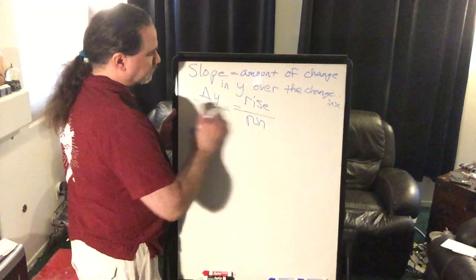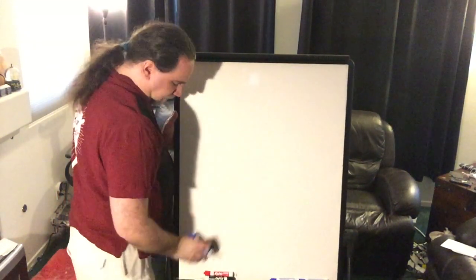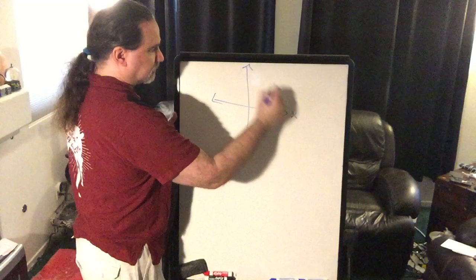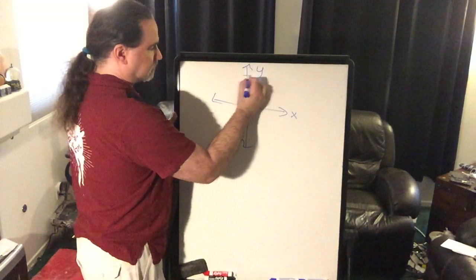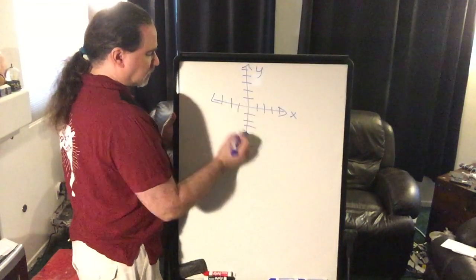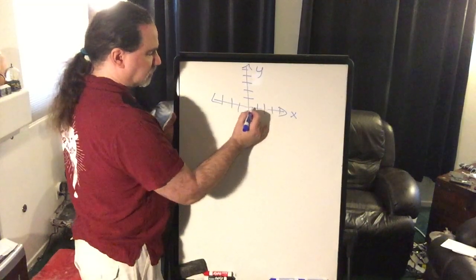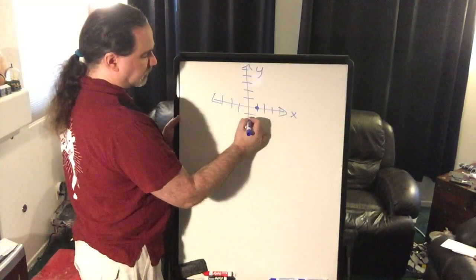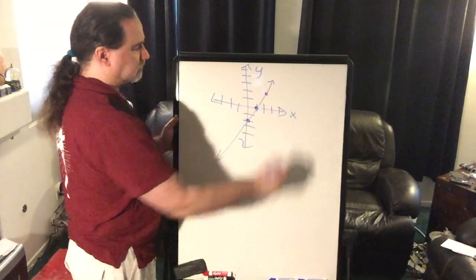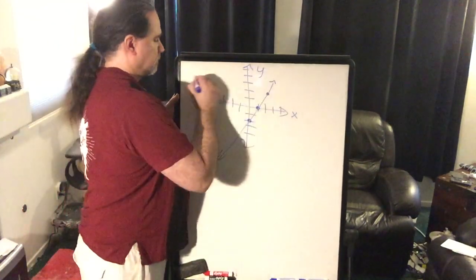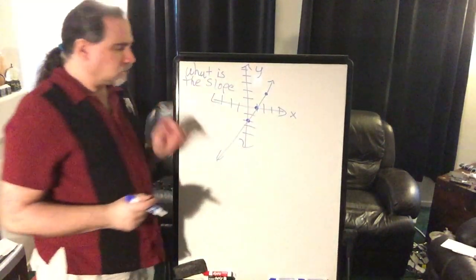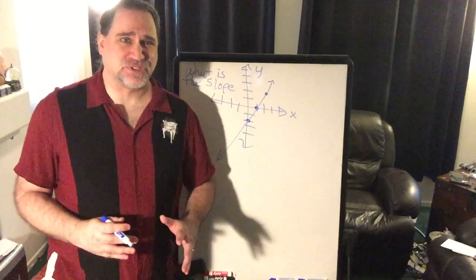So let's look at, I said we start with a graph. So if we have ourselves a graph, okay, we've got ourselves a point right there, making my life easy. Let's put another point there, and there's my line. And I want to know what is the slope. When presented with a graph, I don't think there's a much easier situation for us.